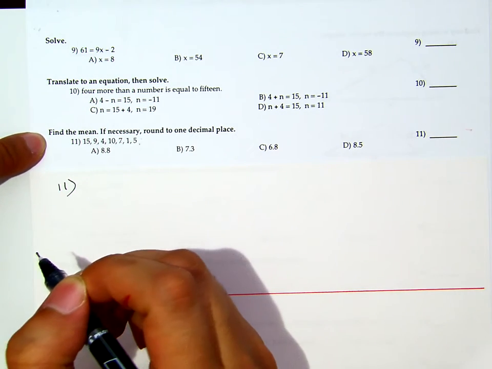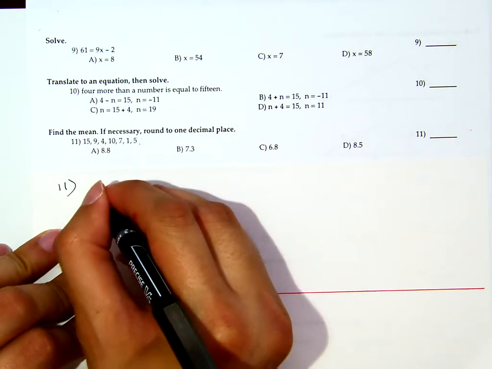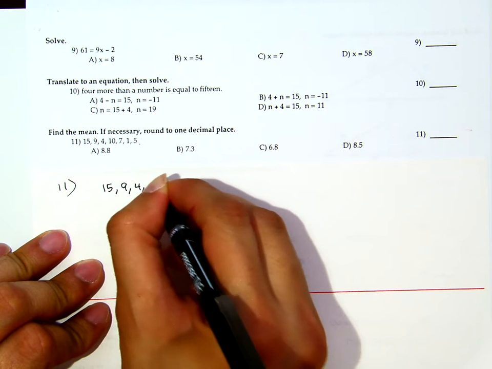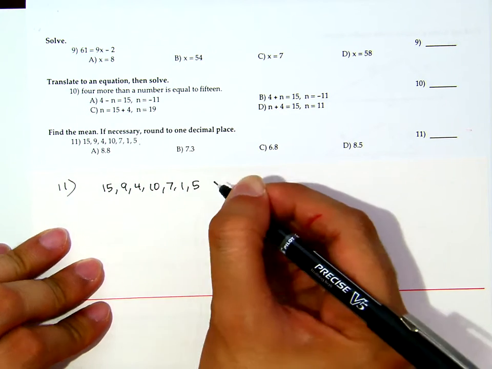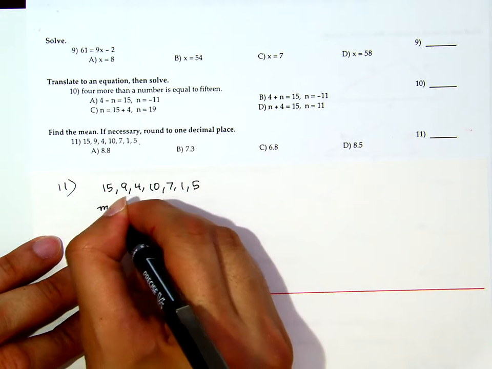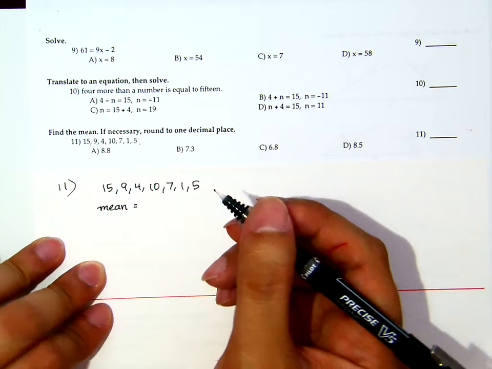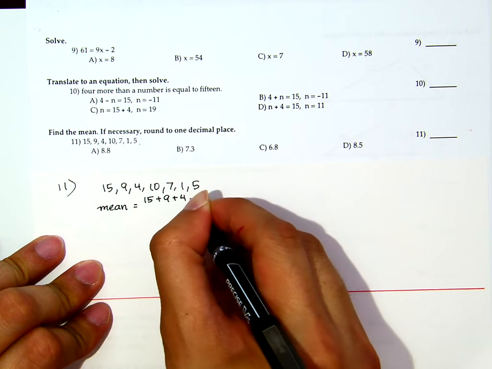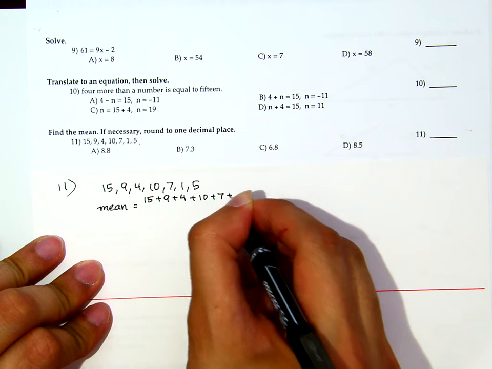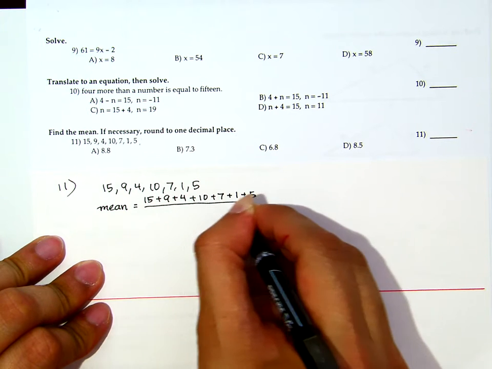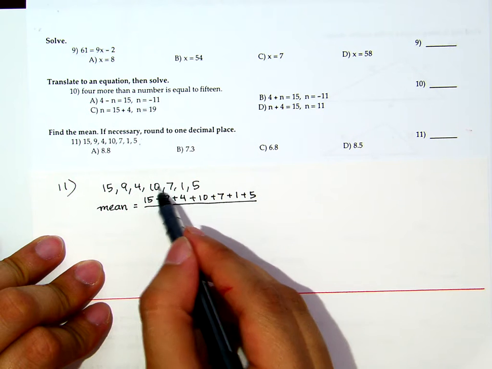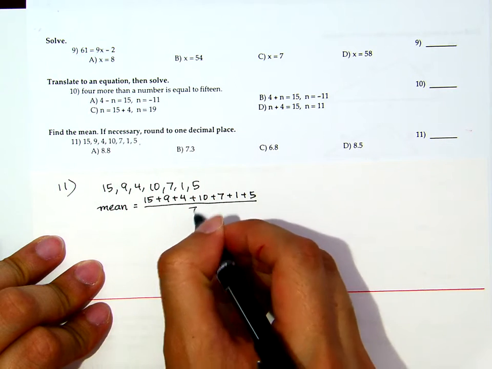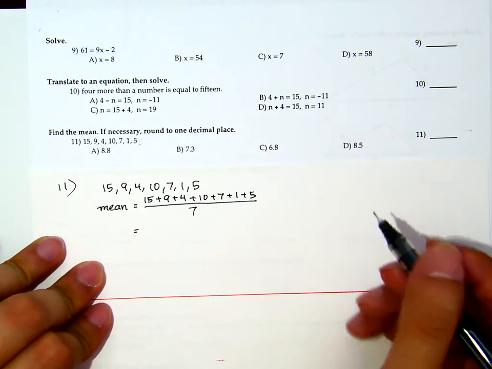Find the mean. If necessary, round to one decimal place. The data given to us are 15, 9, 4, 10, 7, 1, 5. So the mean, or sometimes we also call that average, arithmetic average, is actually the sum. You add all those numbers divided by the count. 1, 2, 3, 4, 5, 6, 7. So you make sure 1, 2, 3, 4, 5, 6, 7. So divided by 7. Okay, now I add all the numbers.